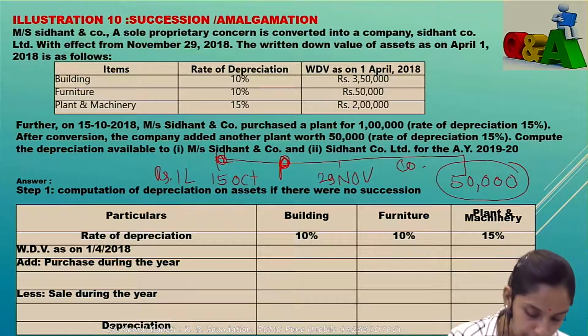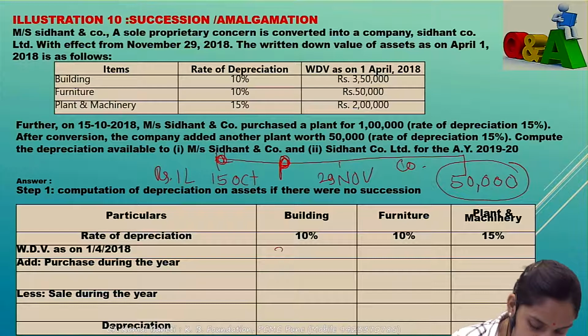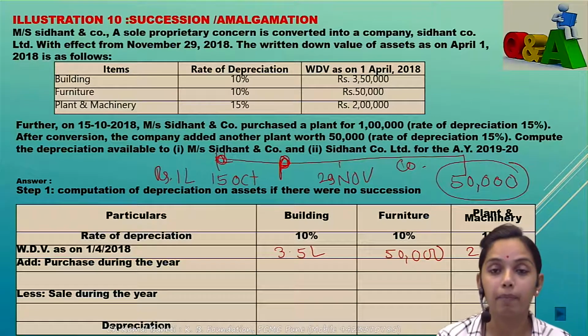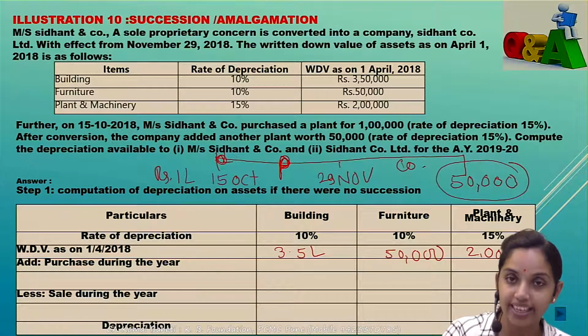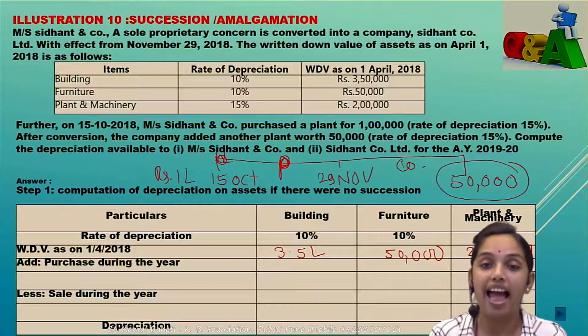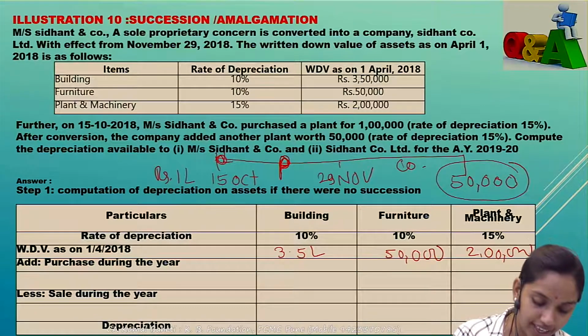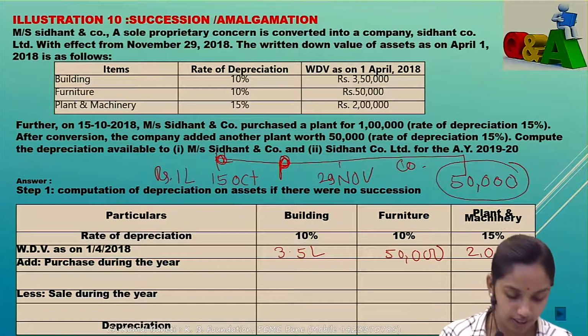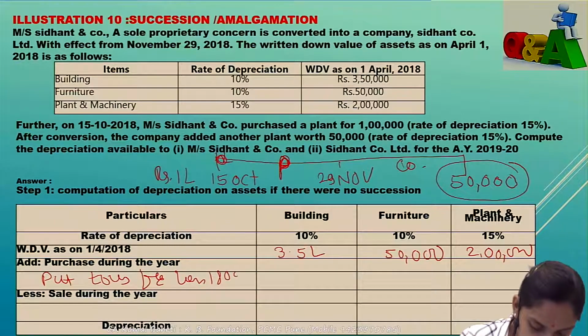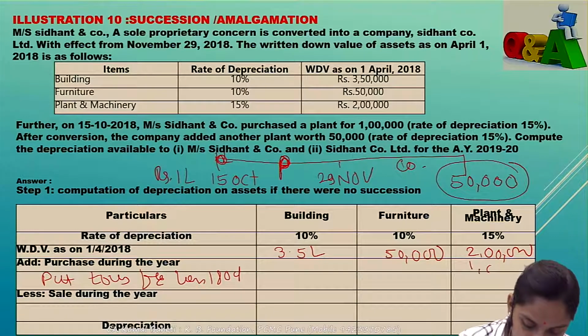The first of all, building. How much is the opening WDV for the building? It's 3.5 lakh. For the furniture, it is 50,000. And for the plant and machinery, it is 2 lakh. So I need to calculate the depreciation, but we do remember block of concept में क्या करते हैं? Addition during the year less the sale during the year. So as if the conversion had not taken place, there is no sale. So we'll add any addition. Yes, the proprietary concern has added on the 15th of October. Put to use for less than 180 days हो गया. कितना? 1 lakh. It has to be added into the plant value.